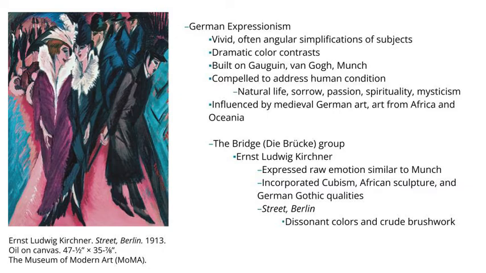So we're looking at a different group of expressionists now, the Bridge group, or Die Brücke group. And this group was primarily led by Ernst Ludwig Kirchner, who expressed raw emotion similar to Munch and incorporated ideas from Cubism and African sculpture, and also some German Gothic qualities into the style. This piece in particular is called Street, Berlin, and it has these very dissonant colors and crude brushwork that also is characteristic of the style used frequently by the Bridge group.